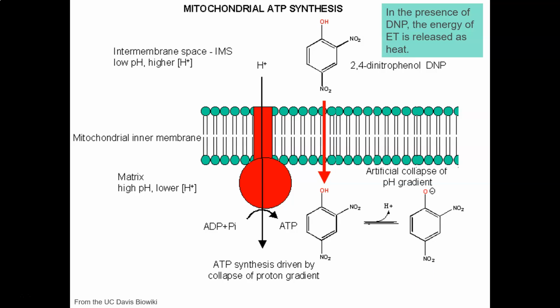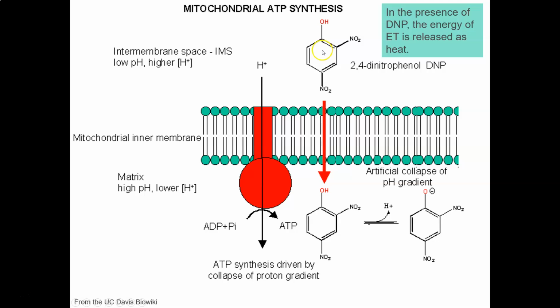So this is how it works. If we orient ourselves, here we are in the intermembrane space, and all of the proton pumping complexes 1, 3, and 4 have pumped protons into the intermembrane space. So that means that in the intermembrane space, in the presence of all of that pumping, which occurs during electron transport, the pH is low and we have a high proton concentration. So that means if we added DNP to our cells in culture, then the DNP is likely to be protonated.